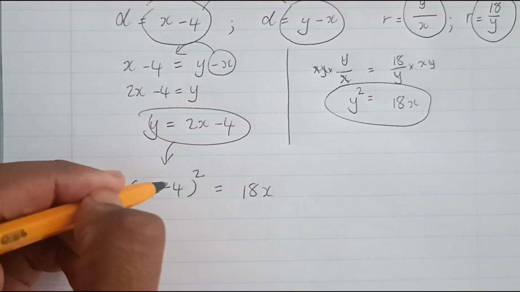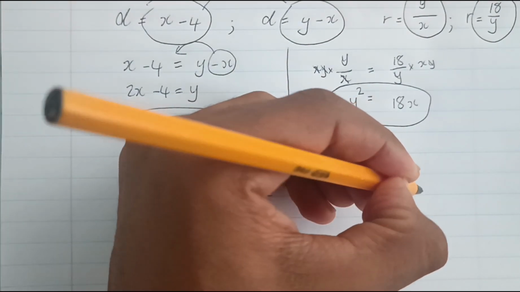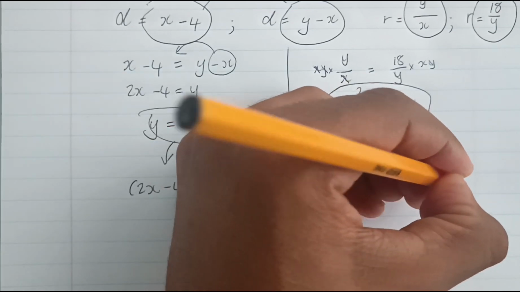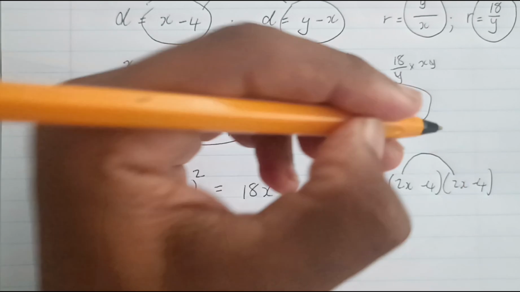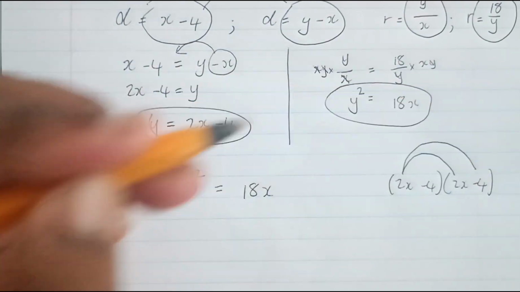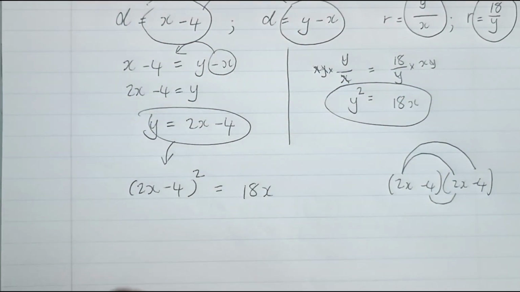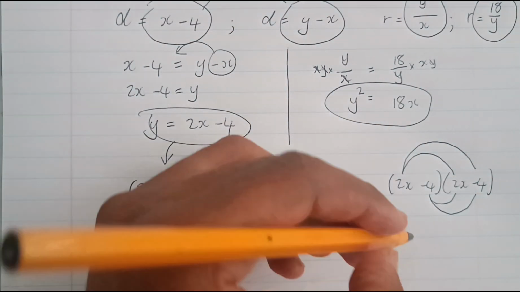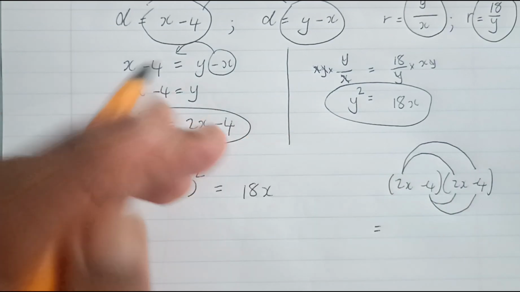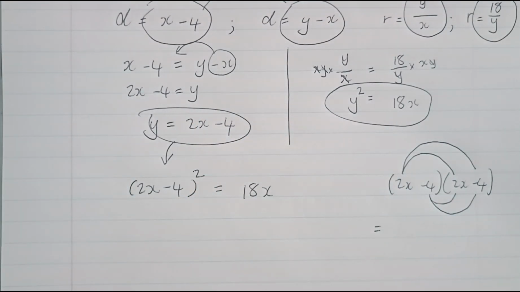Right? So this 2x minus 4 is being squared. The 2x multiplies with 2x, the 2x multiplies with negative 4, minus 4 multiplies with positive 2x, and minus 4 multiplies with minus 4. So you're going to do that. You're going to end up with 4 terms. The 2 middle terms will be alike, so you'll add them. So I'm going to do this in one step for us.